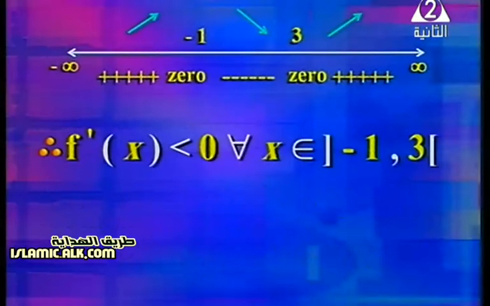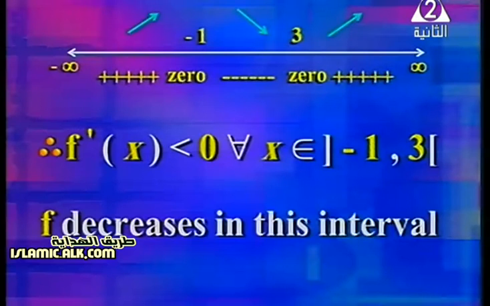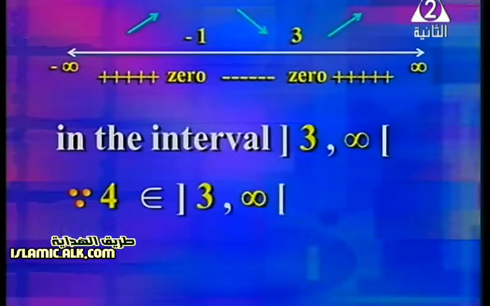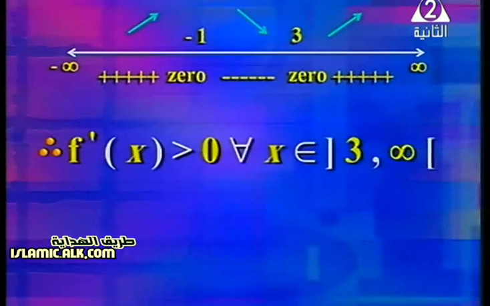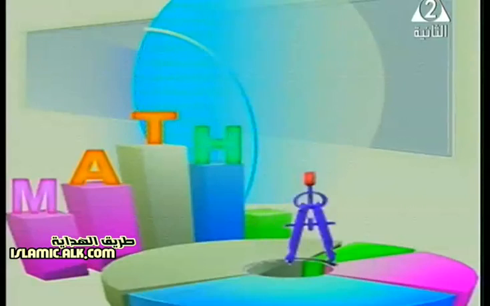Then f'(x) < 0 when x belongs to (-1, 3), so the function decreases on this interval. On the interval (3, infinity), f'(x) > 0, so f'(x) > 0 when x belongs to (3, infinity).